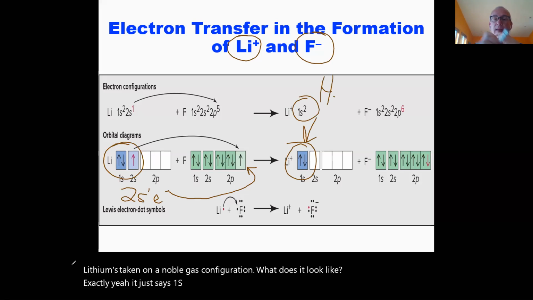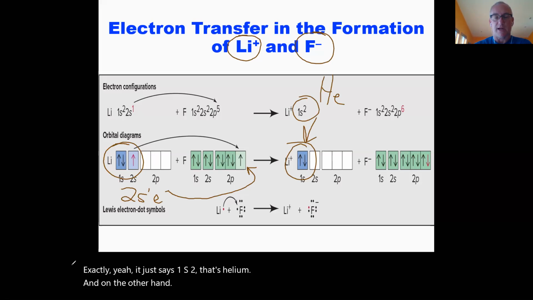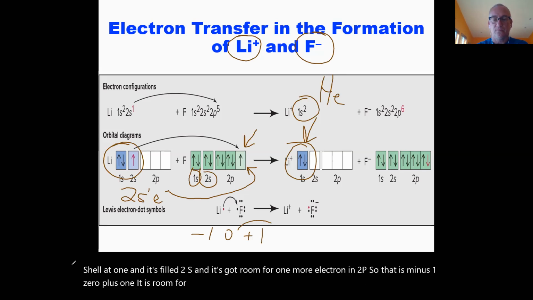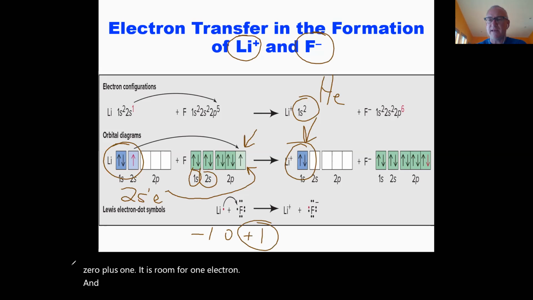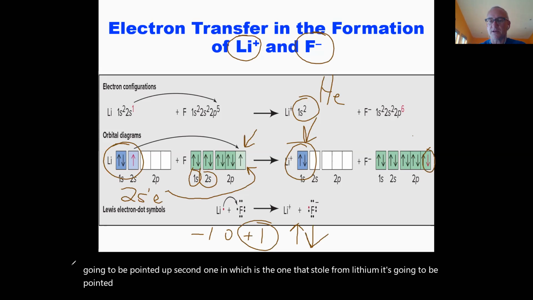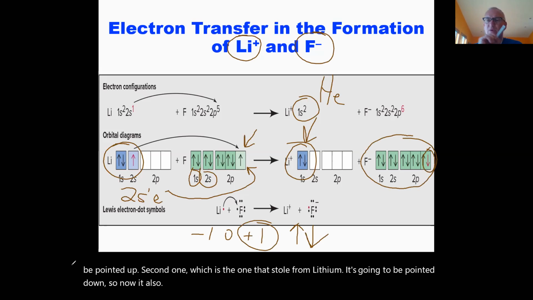That's helium. And on the other hand, fluorine had a full shell, one, and it's filled 2s, and it's got room for one more electron in 2p. So if that is -1, 0, +1, it has room for one electron in the +1 orbital of the p subshell, room for one more. And so we know first one in is going to be pointed up, second one in, which is the one it stole from lithium, is going to be pointed down. So now it also has a noble gas configuration. What does it look like?